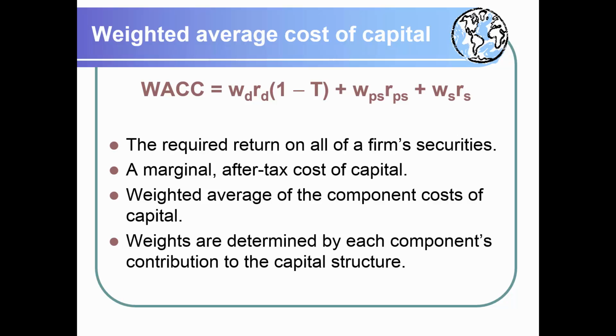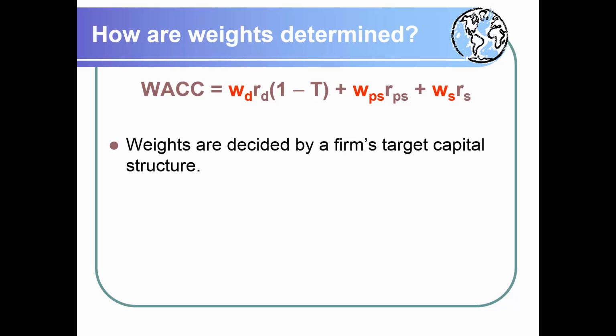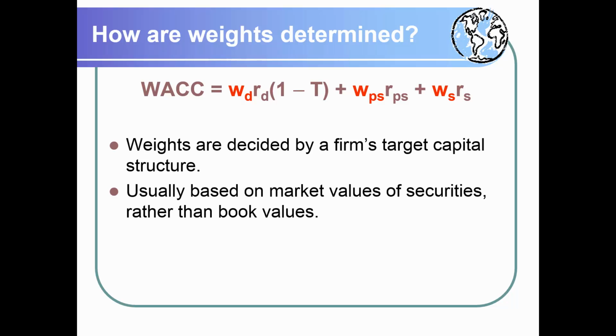So how do you find out the weight of each security? Basically here, WD, WPS, and WS tell you the fractions of each security that the firm has. So weights are determined by the firm's capital structure, and usually based on market values of securities rather than book value.